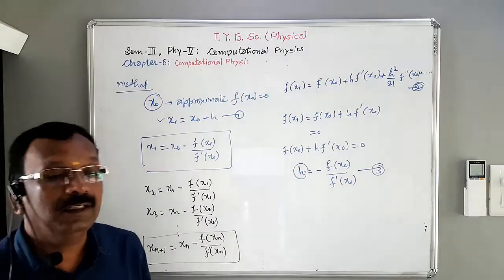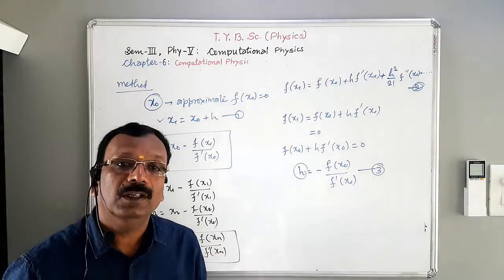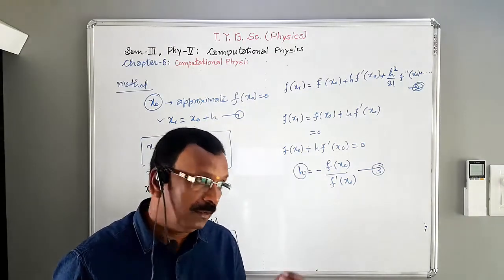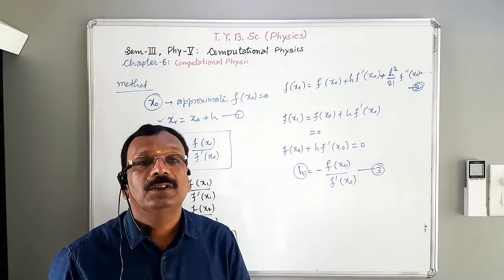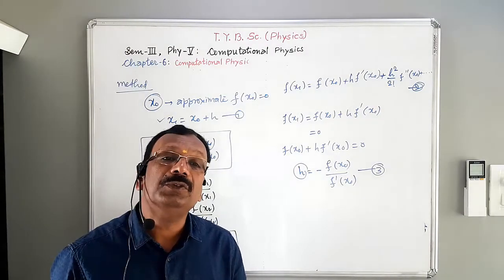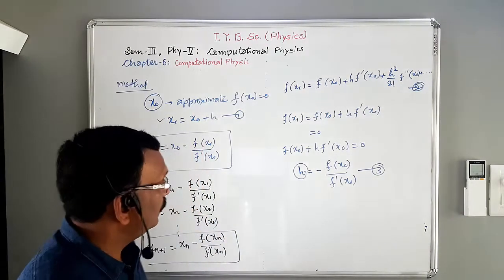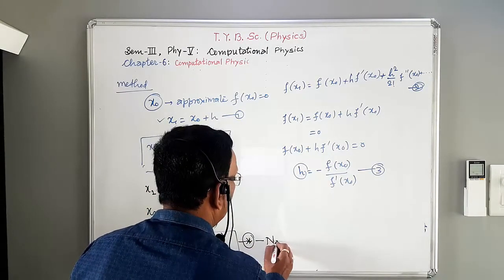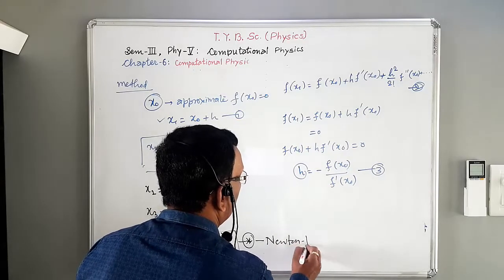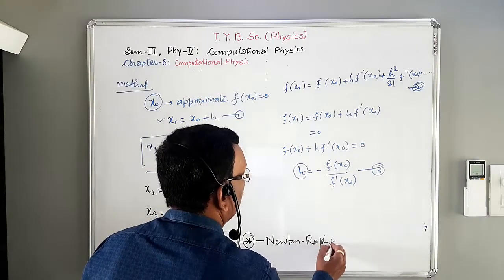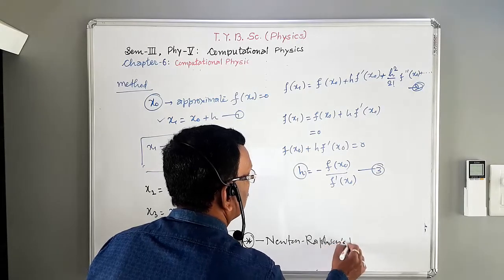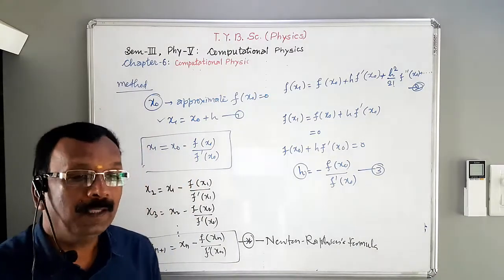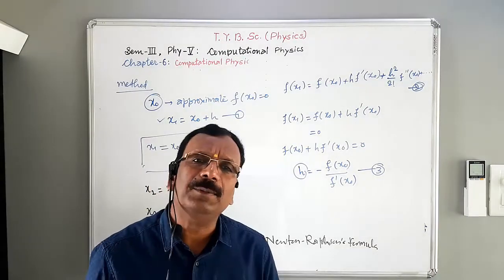This is called the Newton-Raphson formula. This formula is very useful, and without it we can't derive the roots of a given equation by using the Newton-Raphson method. So this Newton formula is very, very important. Now, there are certain limitations in this Newton-Raphson formula.